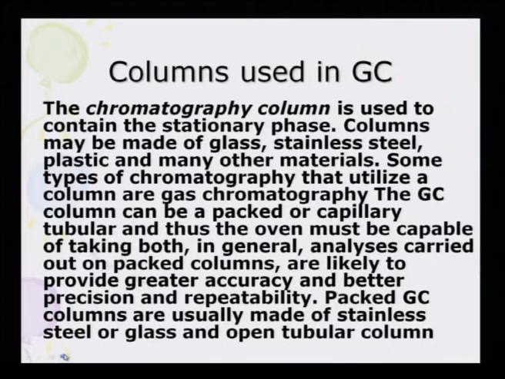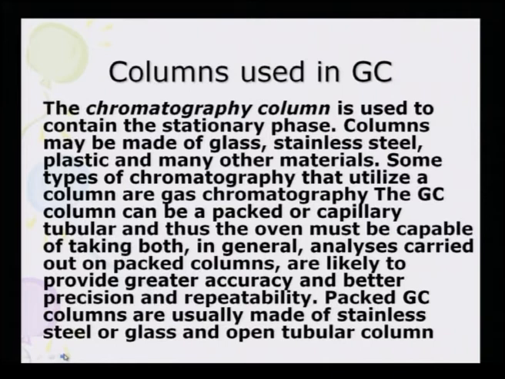Column used in GC: the chromatographic column is used to contain the stationary phase. Columns may be made of glass, stainless steel, plastic, and many other materials. Some types of chromatography that utilize a column are gas chromatography. The GC column can be packed, capillary, tubular, and thus the oven must be capable of taking all the different types of columns that can be seated in that oven.